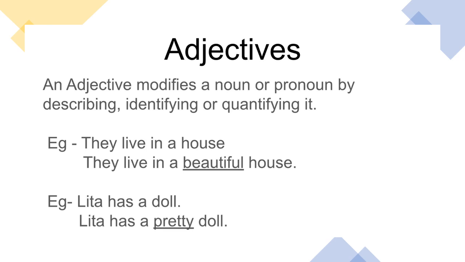They live in a house. House, as we know, is a noun. But how do we describe the house? We write, they live in a beautiful house. So beautiful here acts as an adjective to the noun house. Another example, Lita has a doll. Lita has a pretty doll. So we know that Lita has a doll, but a pretty doll.